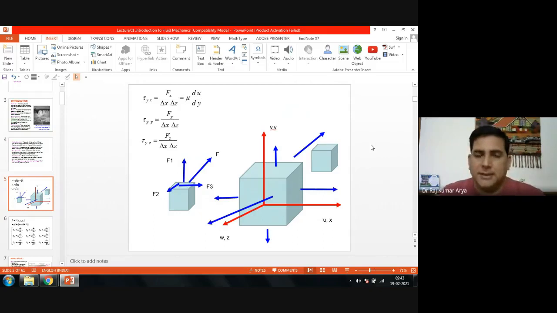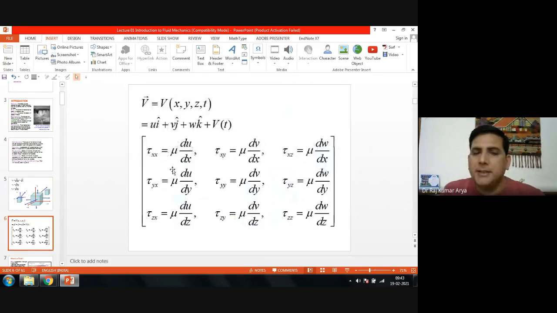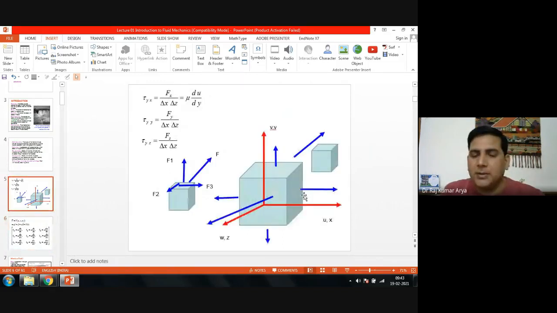Yes, sir. Now each of the planes has three stresses, correct? As we have written here, that x plane has these three components: mu du upon dy, and so you have tau xx, tau xy, tau xz. So let's see how to define all of them on this particular plane.